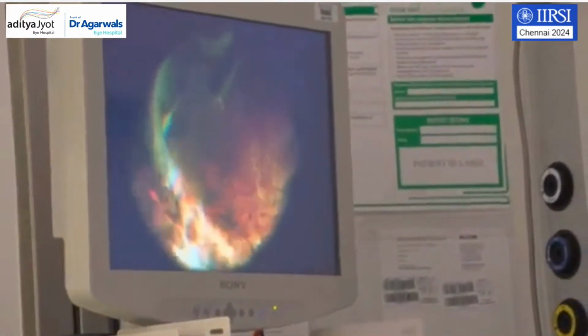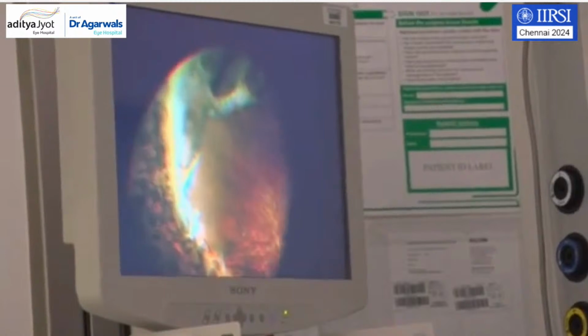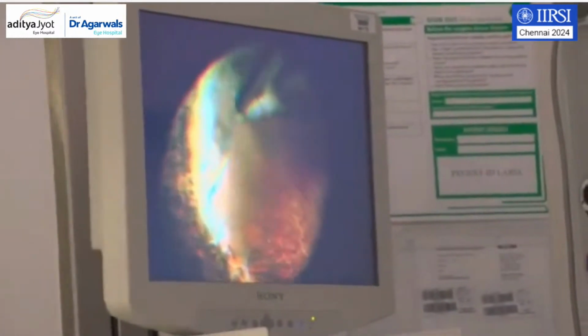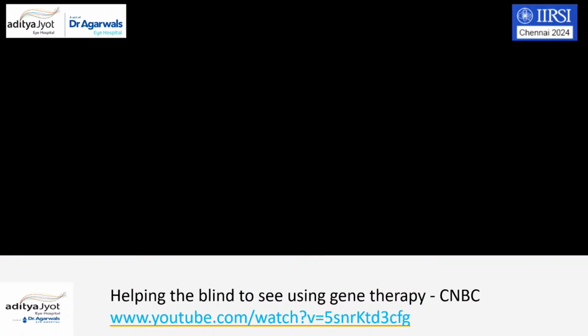So this is the subretinal space, for which we have to do a macro vitreous surgery to enter the subretinal space and inject the gene. And I think that we still have technical things, like how much gene to inject. Okay, and this is the last video on gene therapy.